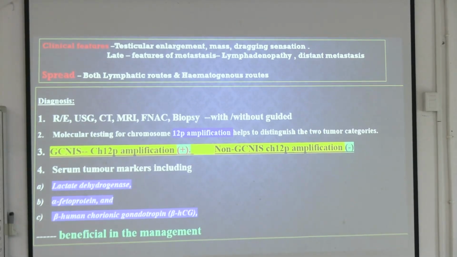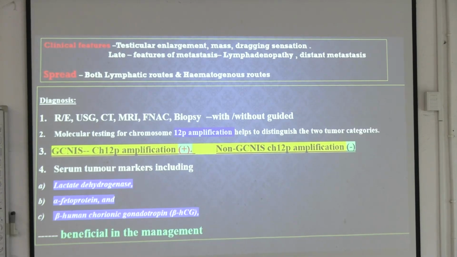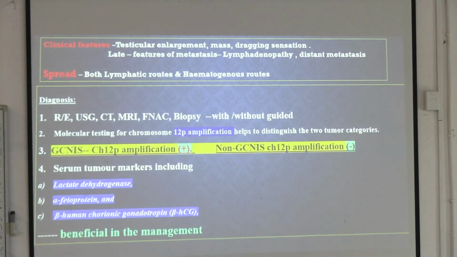Clinically, the patient presents with a mass and dragging pain in the early stage. If the patient presents at a late stage, there may be features of metastasis, maybe distant metastasis in the lung or the brain. So it depends upon the stage of the disease. If it is early, there are localized symptoms. If it is late, the features of metastasis will be present. That is the clinical feature. Then how do they spread? Lymphatic and hematogenous spread follow the testicular tumor; we will come to the details later.